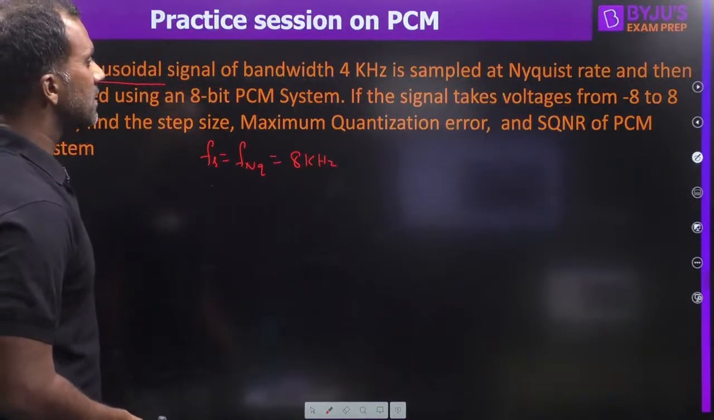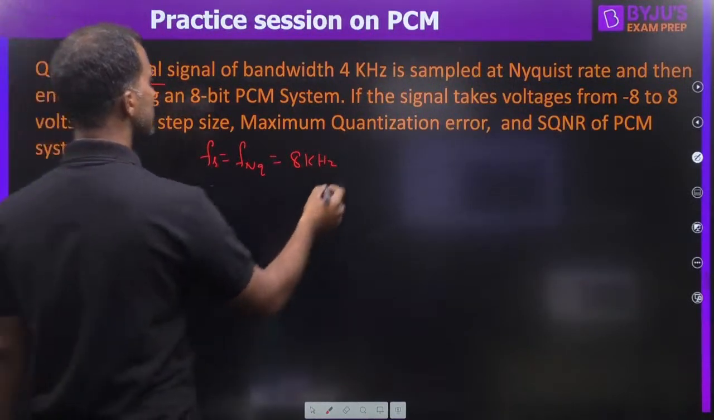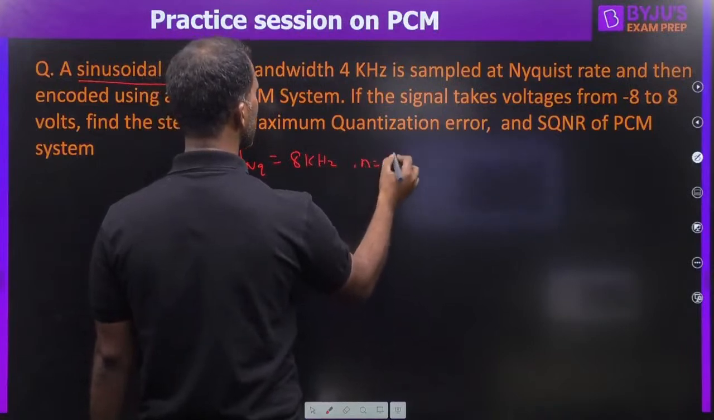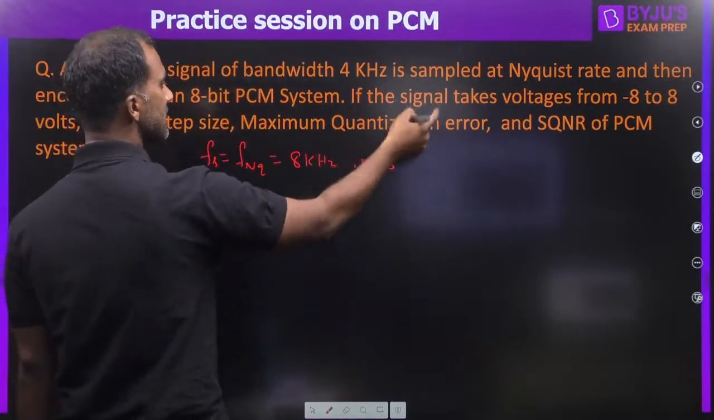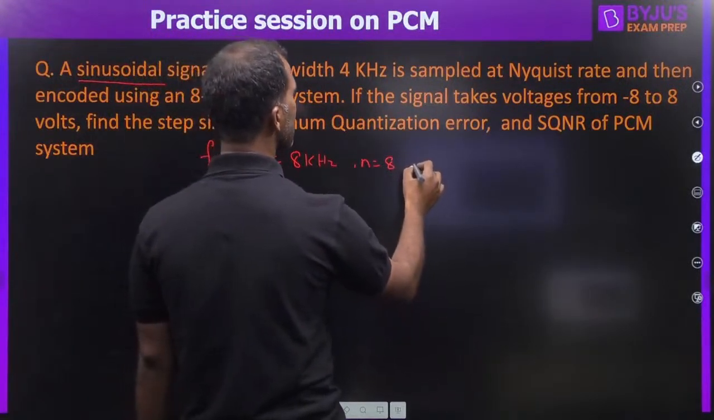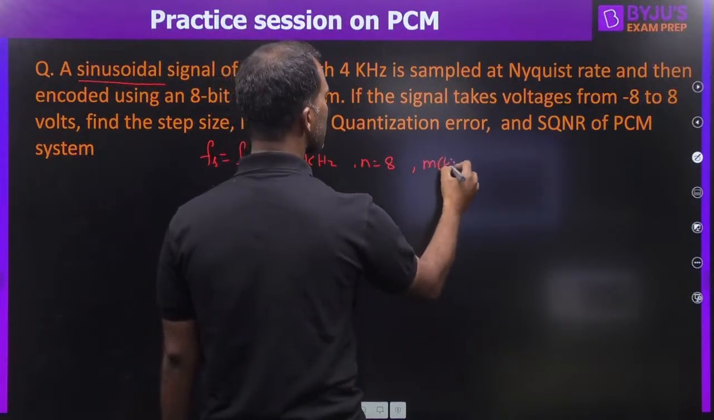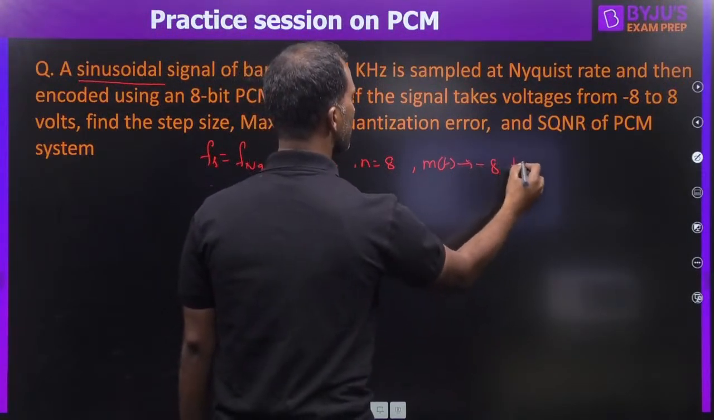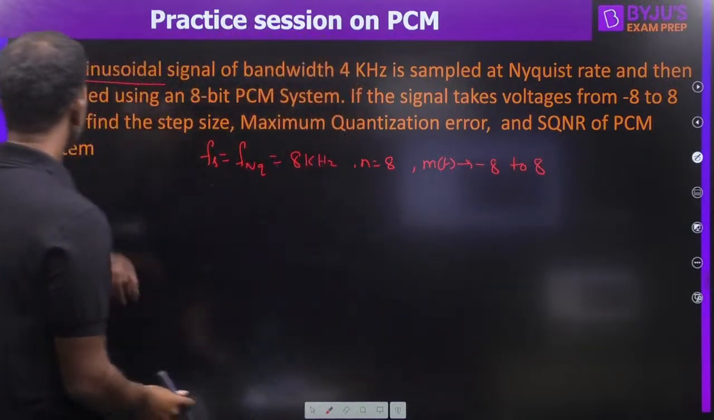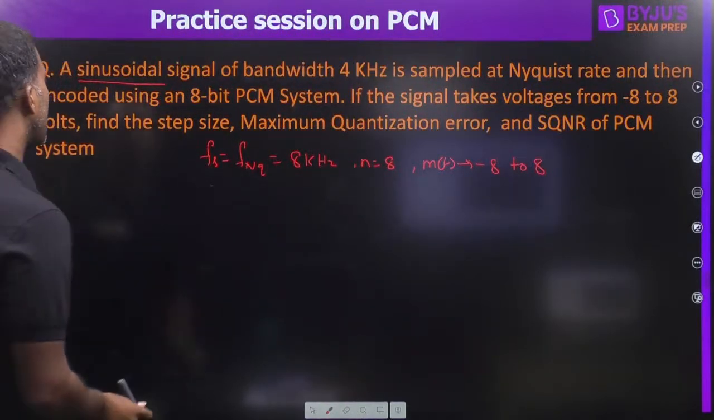Sampling frequency is 8 kilohertz, and then encoded using an 8-bit PCM system. So small n is 8. So if the signal takes voltages from -8 to +8, so m of t takes voltages from -8 to +8. So that is the given data. Now let us quickly calculate everything.